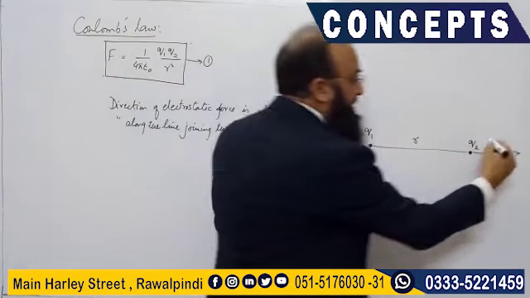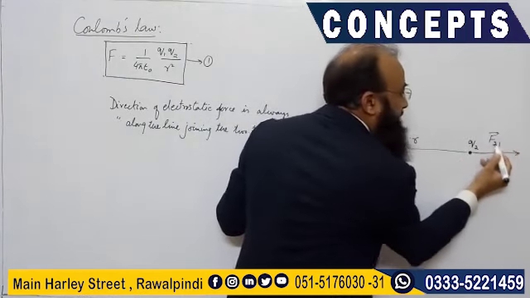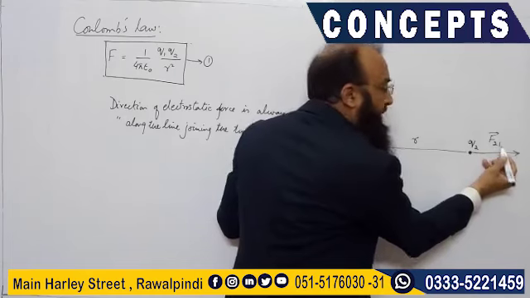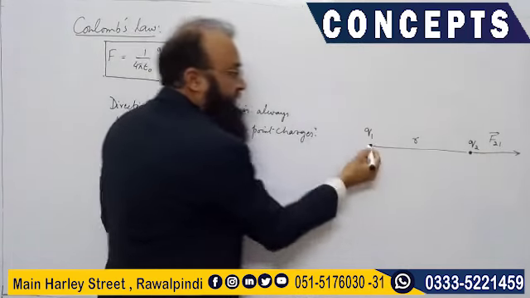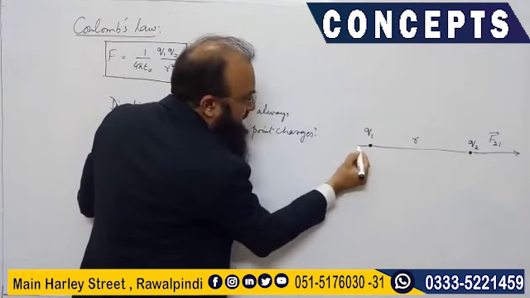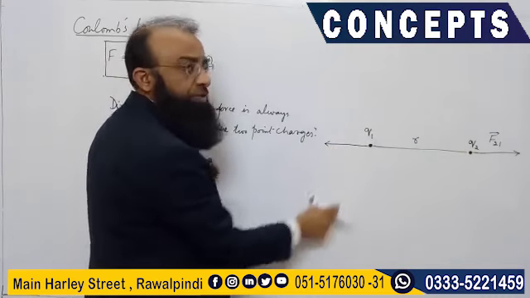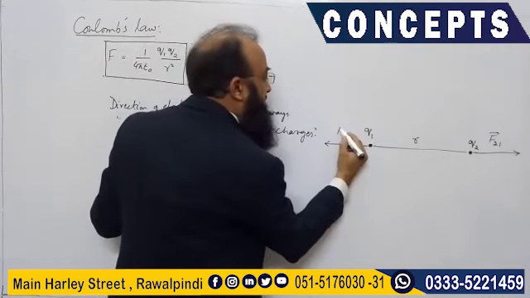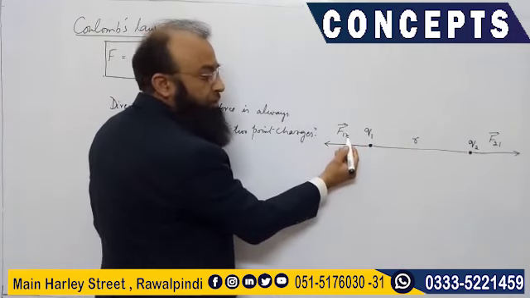And let me represent this force by F21, the force experienced by 2 due to 1. And Q2 is also exerting a force on Q1. What would be its direction? It is again along the line joining the two point charges. This is the direction of force experienced by Q1 due to Q2. And let me represent this force by F12, the force experienced by 1 due to charge 2.